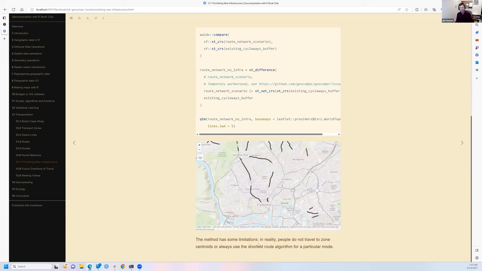Obviously, there's all sorts of limitations or assumptions. And probably the biggest one is people really don't travel from zone centroid to zone centroid. And they often don't take the shortest route either. Maybe they stop at the supermarket or other places besides going to work. So it would be necessary to add those other layers of complexity, but doing so requires a lot of compute power.